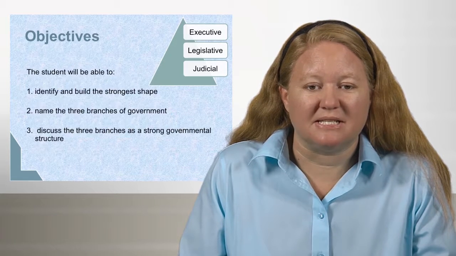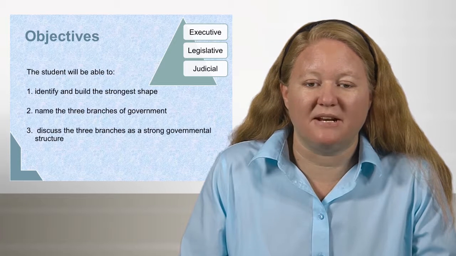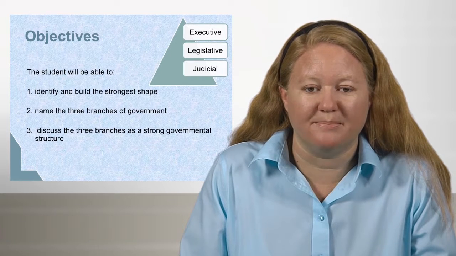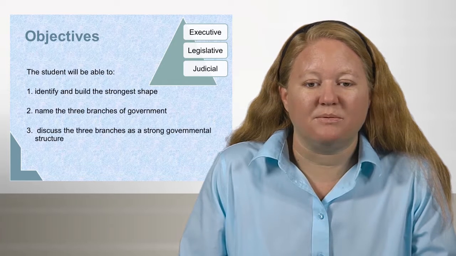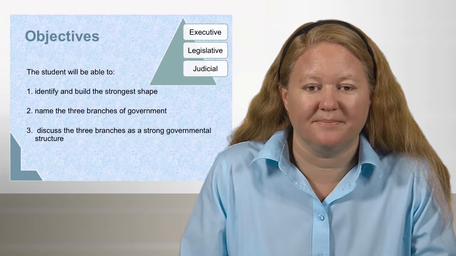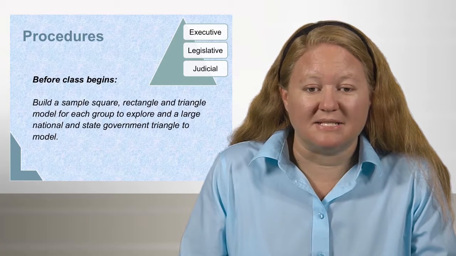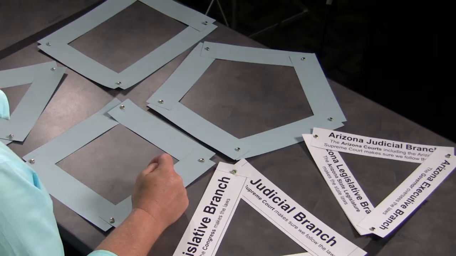The objectives of this lesson: the students will be able to identify and build the strongest shape. They will name the three branches of government, and they will discuss the three branches of government as a strong governmental structure. Before class begins, you will want to build some samples.